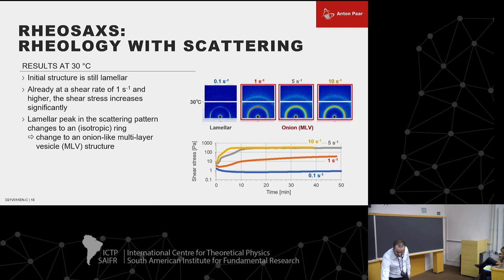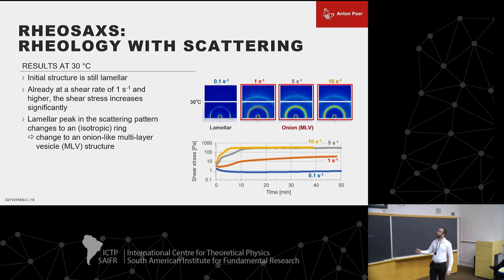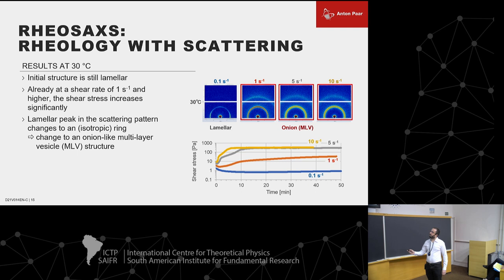We can see a completely different behavior at 30 degrees, just five degrees of difference. We can see the same lamellar structure at 0.1, and then this modification here when we increase the shear rate up to 10 per second. The lamellar peak changes to an isotropic ring that can be clearly seen here, to a multi-layer, anisotropic ring, a non-so-oriented structure as we increase the shear rate here. So this is very important.